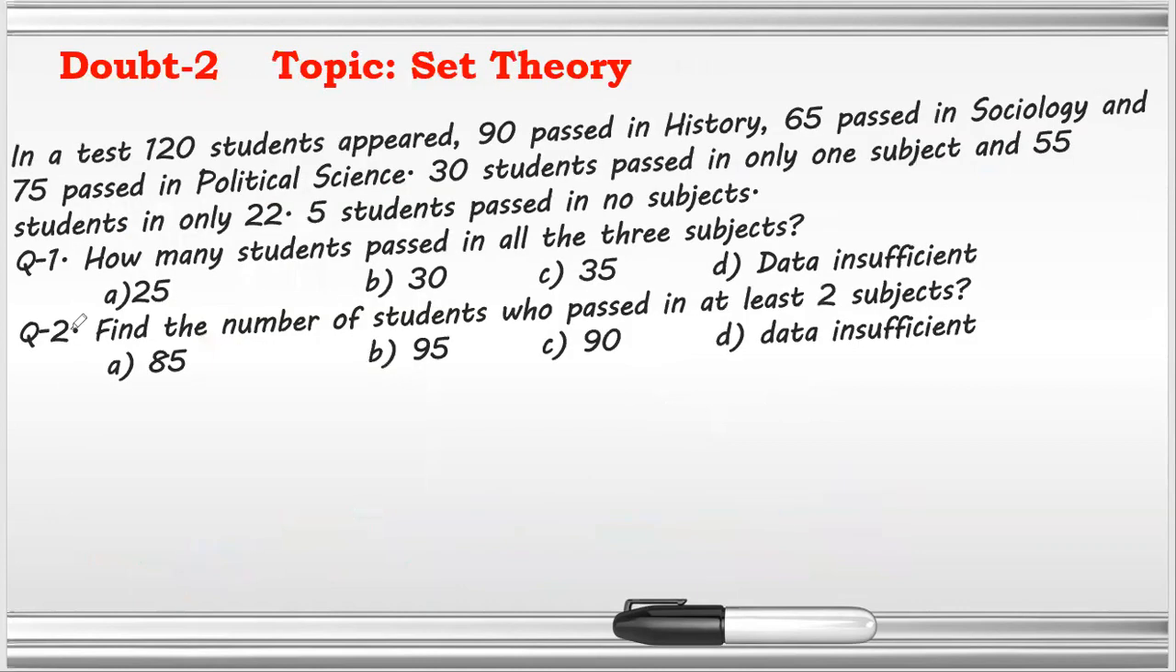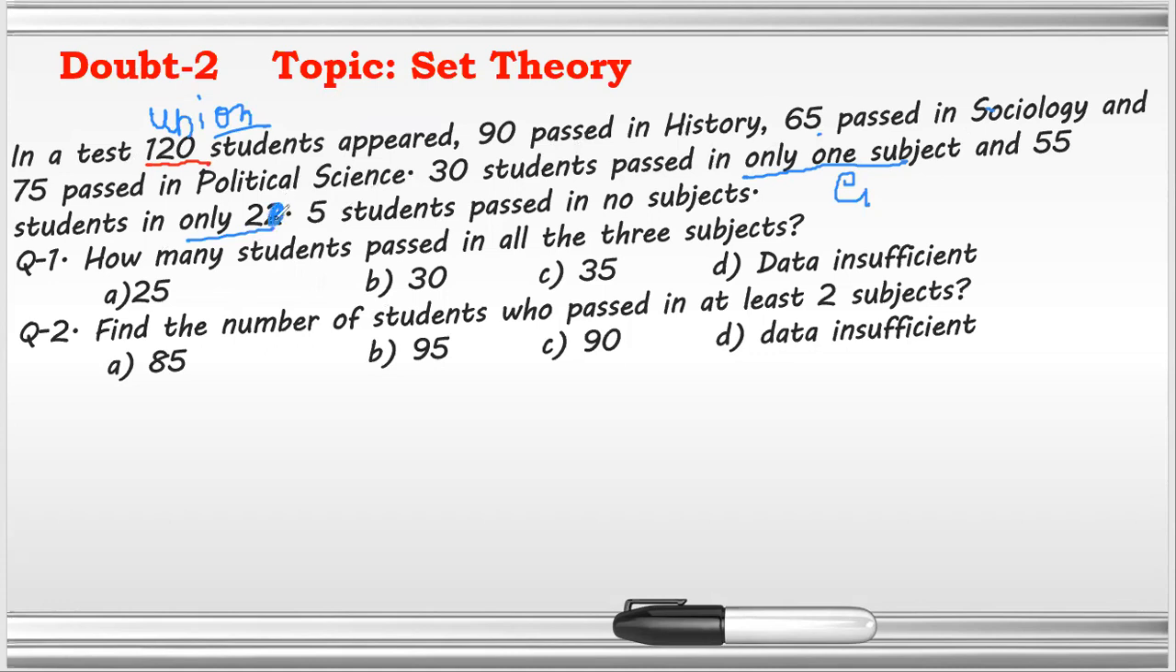The first thing which strikes for such questions is to make the diagram, but believe me, a diagram is not a good way for such questions. So what is it saying? 120 students are there, so 120 will be my union, the exact total number of students. Out of which 90 passed in history, 65 in sociology, 75 in social science, 30 passed in only one subject. It is E1 according to my nomenclature.